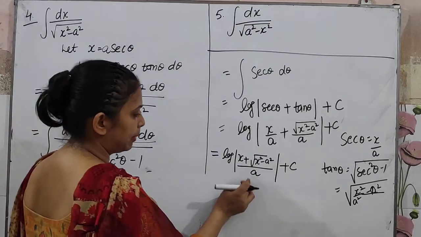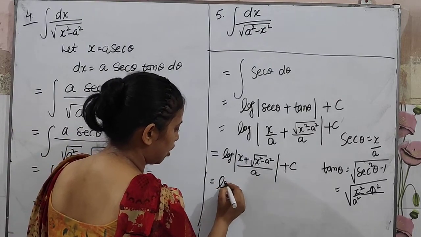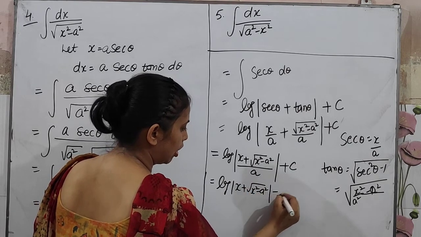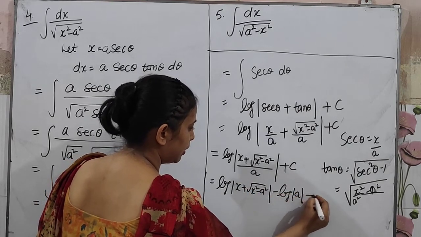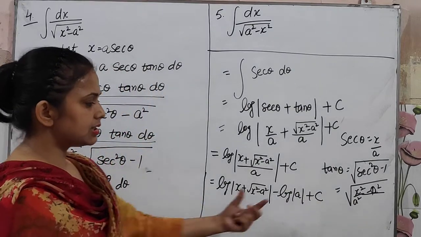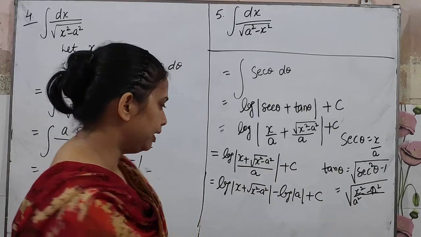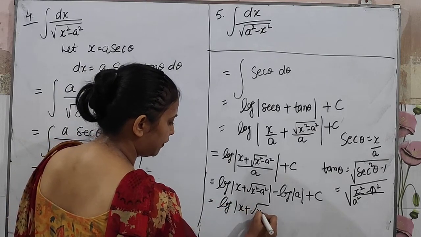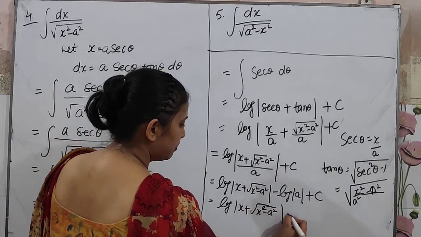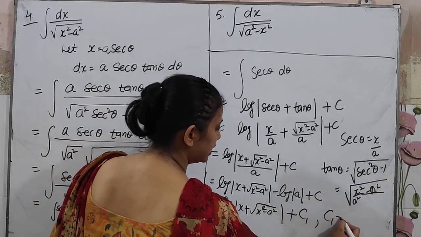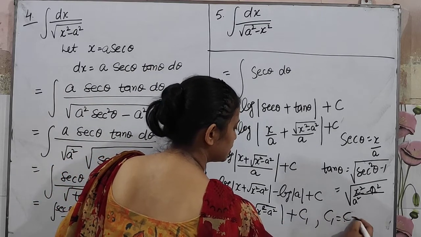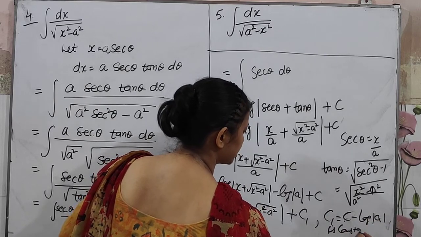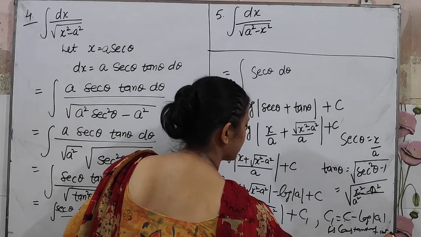It is log m upon n, so it becomes log m minus log n plus c. What is this? Log a is again a constant, so it can be written as log of x plus under root of x square minus a square plus c1, where c1 is c minus log a, the constant of integration. Right?